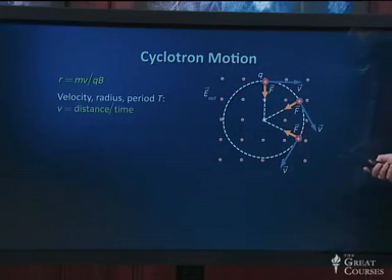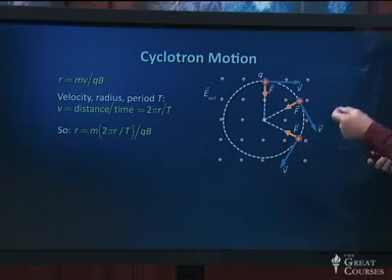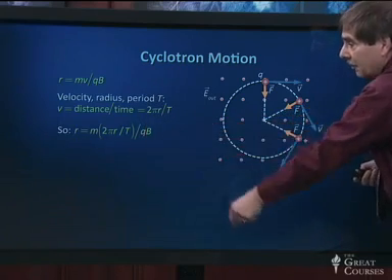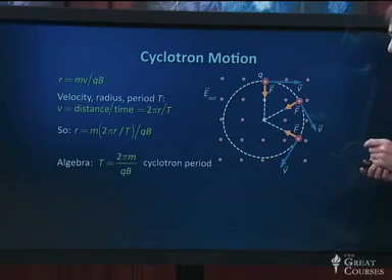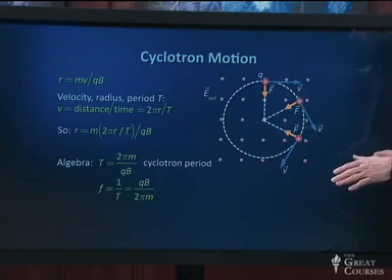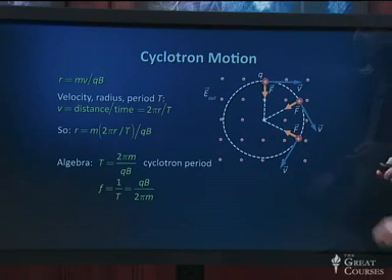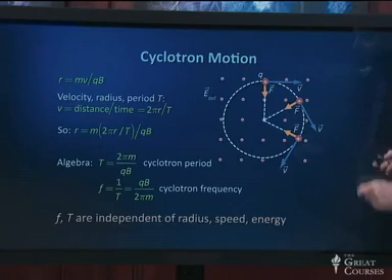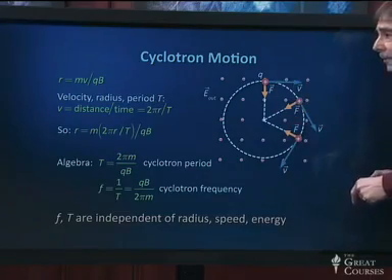Let's relate velocity and radius and period. Velocity is distance over time. 2 pi r is the circumference of this circle, divided by the period, the time it takes to go around, T. And we can rewrite r as m times the velocity over qb, the velocity being 2 pi r over T. Do a little algebra. The time is 2 pi m over qb. That's called the cyclotron period. If we take its inverse, 1 over it, we get the cyclotron frequency, which is the number of circles it makes per unit time, per second in the SI system. And here is the really neat thing about this: that cyclotron frequency and the period are independent of the radius, the speed, or for that matter, the particle's energy.